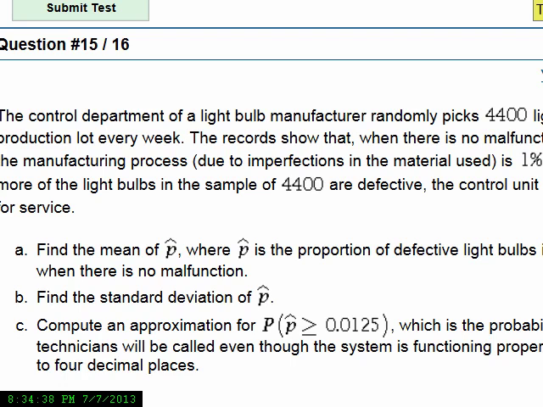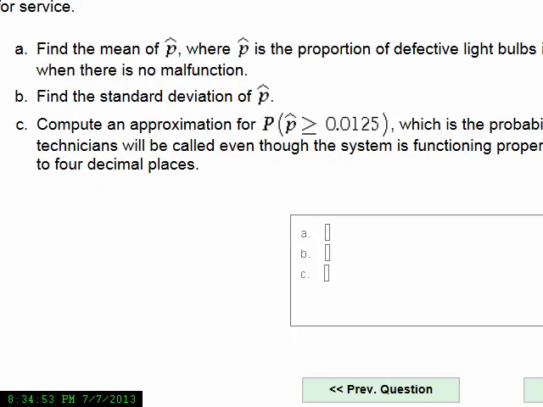Find the mean of this. Oh, this is the sampling distribution for proportions, so the mean is just equal to P. The record shows that when no manufacture, the defective rate due to imperfections is 1%. So it's just going to be 1%. So 1% is 0.01. All right. And the standard deviation is given by the square root of 0.01.